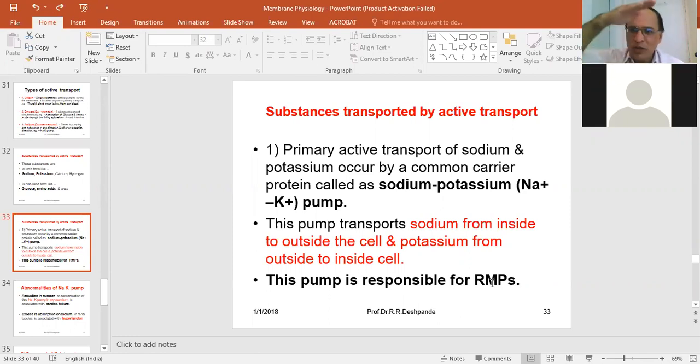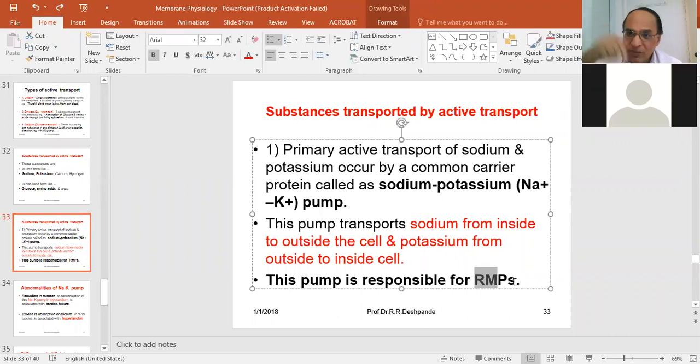Are you understanding? Sodium is normally out, potassium inside. In depolarization, K goes out, Na comes in. But when we want the resting membrane potential, what do we want again? Potassium inside, sodium outside. So that's why this pump is working.